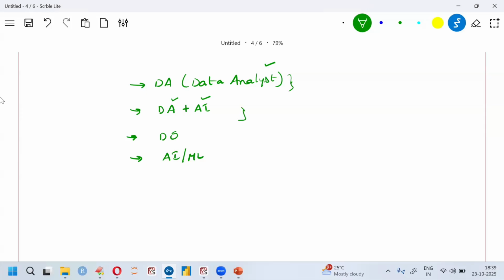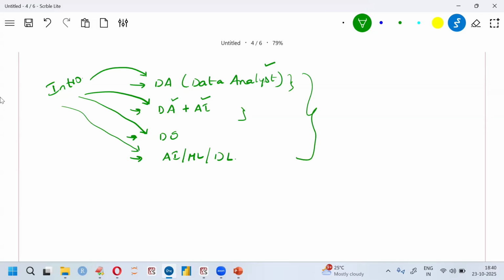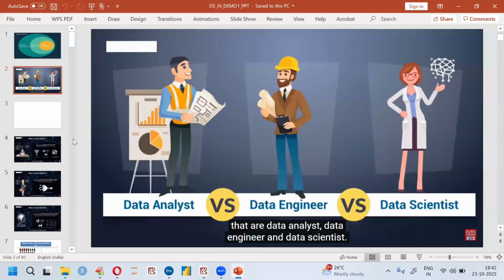Simply to say, we are seeing intro to data analytics, intro to data analytics with AI, introduction to data science, and introduction to artificial intelligence, machine learning, and deep learning. So this is the agenda for today's session. Let us make this session a very interactive session.